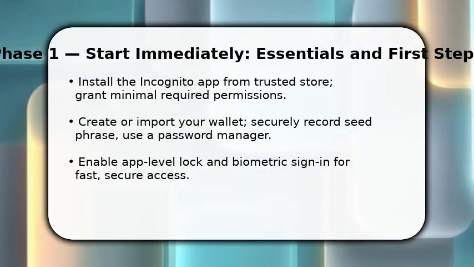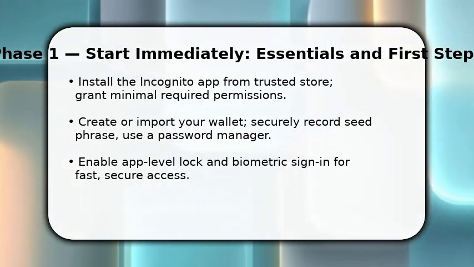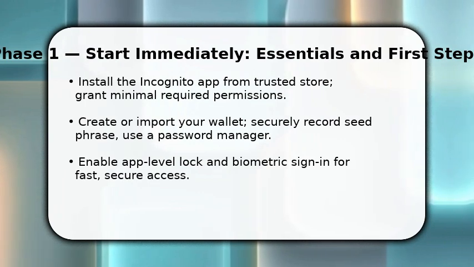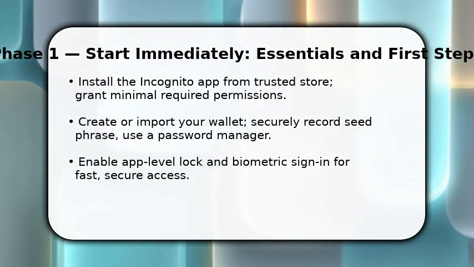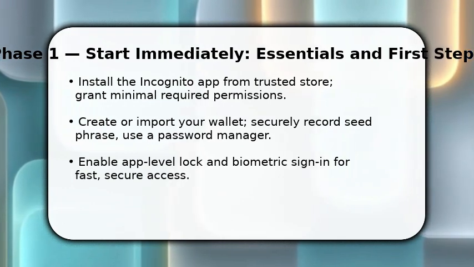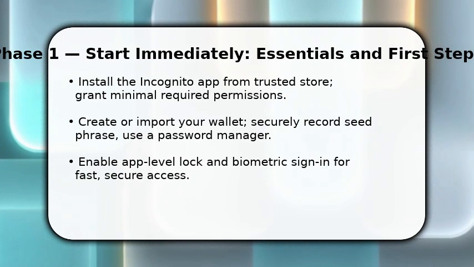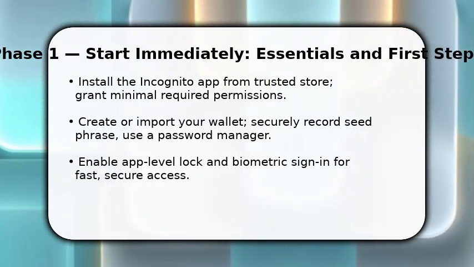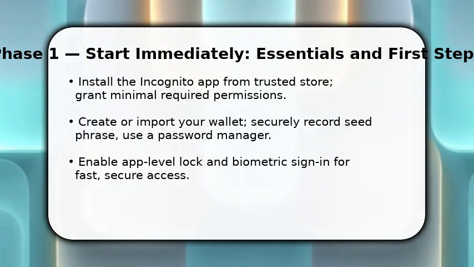Open the app now and focus on the first steps. You'll set up access and protect your identity. Create or import a wallet, then write down the seed phrase and store it offline. This prevents account loss. Make a strong app password and enable biometric or PIN lock so you don't rely solely on device security. Once done, check permission requests and deny anything unrelated. This limits data exposure and keeps your browsing private from the start.